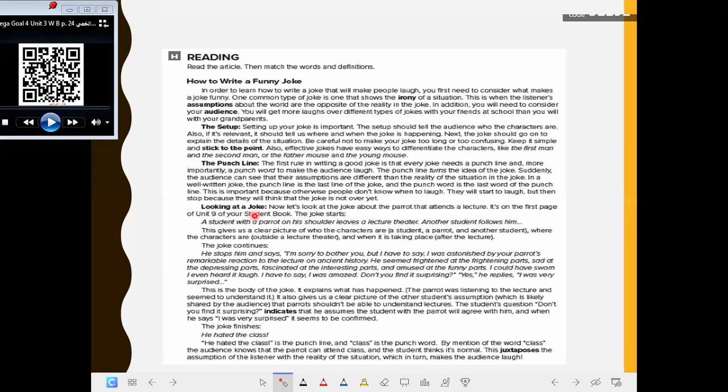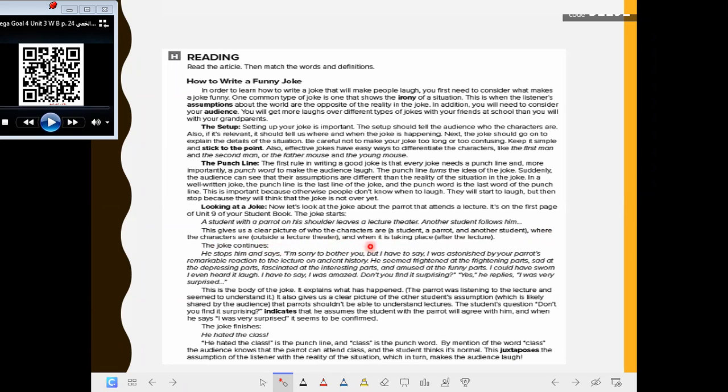Looking at the joke. Now let's look at the joke about the parrot in a lecture. It's on the first page of Unit 9 of your student book. The joke starts: A student with a parrot on his shoulder leaves the lecture theater. Another student follows him. This gives us a clear picture of who the characters are: a student, a parrot, and another student. Where the characters are: outside the lecture theater.